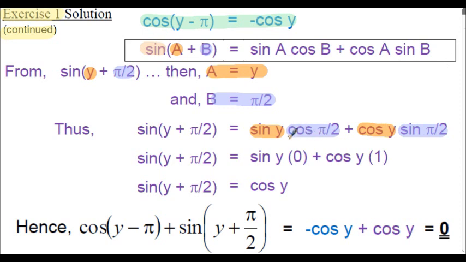Notice that cos of pi upon 2 is 0. Then we will lose this part of the equation. And sine of pi upon 2 is 1. So we can see in this case the answer is cos y. So back to our original problem, we can now show that the left hand side is equal to the right hand side, which is equal to 0. So we've answered exercise 1.